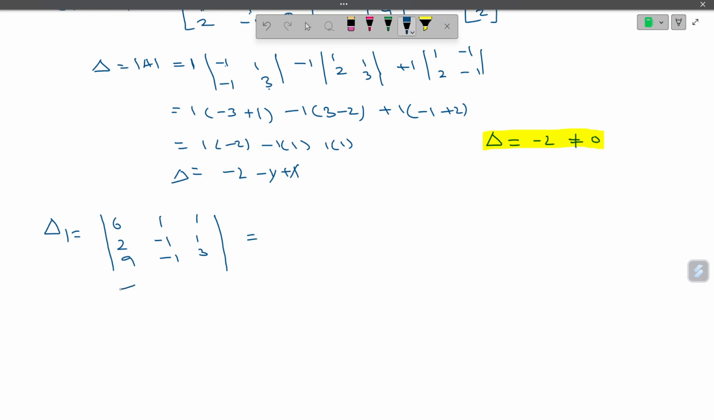So expanding by R1. 6 as it is, this column, this row. So 1 time minus 3 is minus 3, minus times minus is plus 1. Minus 1, if you take away, 2 times 3 is 6, 2 times 3 is 6, 1 time 9 is 9.